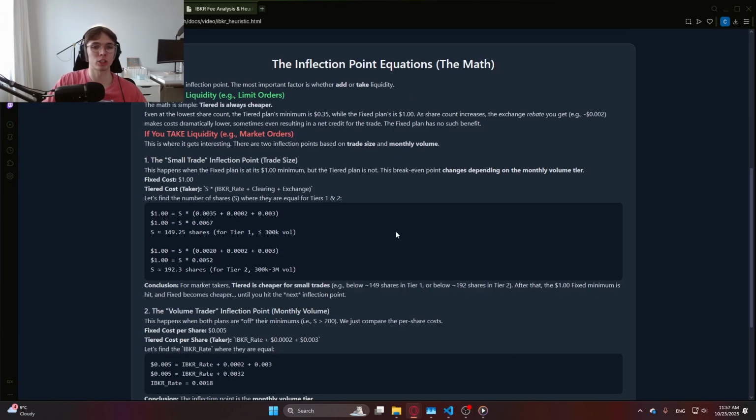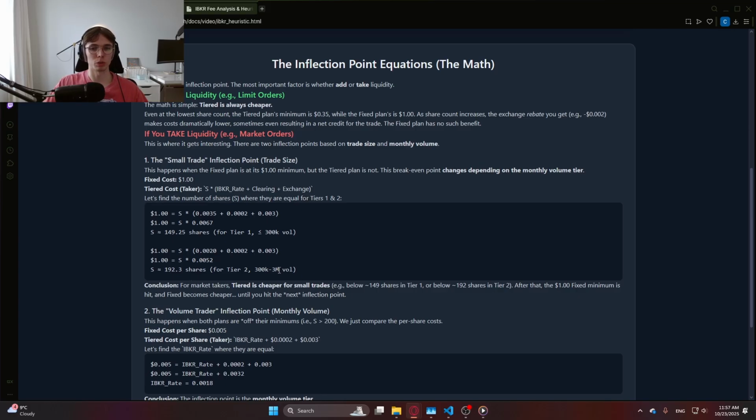So these are the inflection points for the small trader. As you can see here, we're trying to find the number of shares where the commission costs are equal. And if you are in tier 1, that happens to be 149.25. So if you are over that, then it makes more sense to use the fixed system.